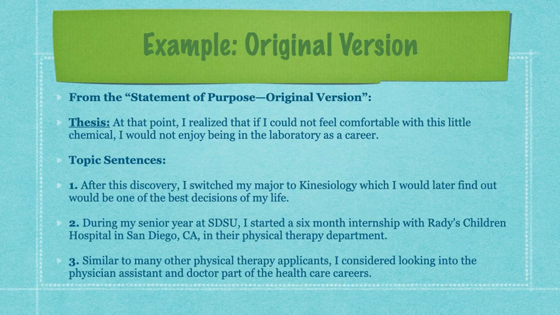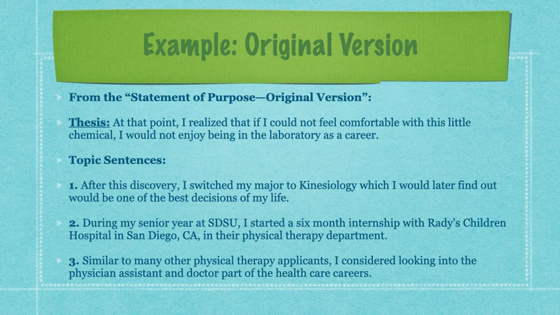So, for an example, we have the original versions of the thesis and topic sentences for a personal statement essay. So, this is a type of argument in which the writer is arguing or presenting themselves in order to show whether they are the best candidate for a position or acceptance into a school. So, this specific example is to apply to a physical therapy graduate program. So the entire purpose is to show why she is applying, why she wants to become a physical therapist.